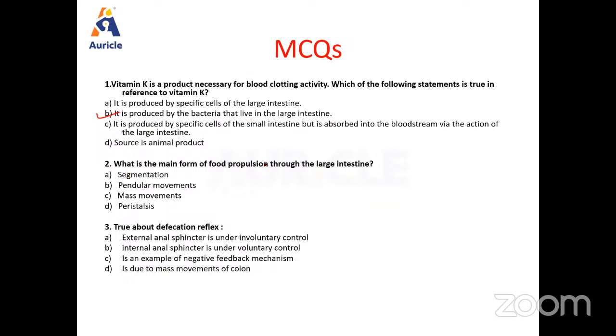Now, what is the main form of food propulsion through the large intestine? Meaning, in which form is there movement of food in the forward direction? The options are segmentation, pendular movement, mass movement, and peristalsis. As we know, segmentation and pendular movement are the same, and both occur inside the small intestine. Now the options are mass movement and peristalsis. Again, you have 30 seconds.